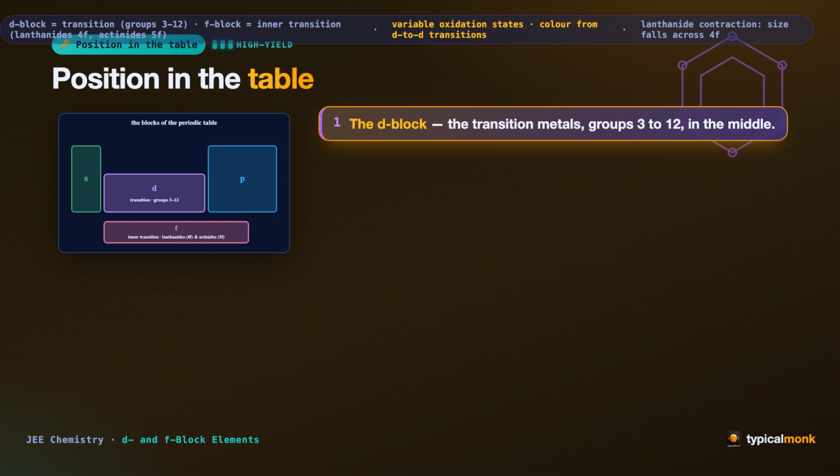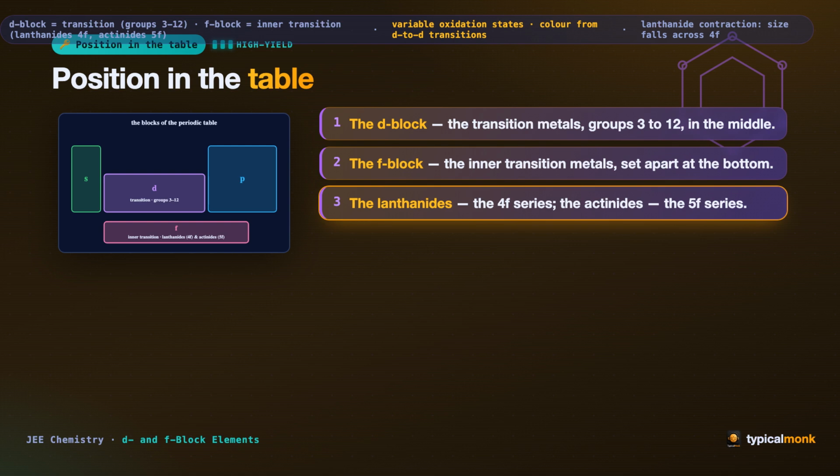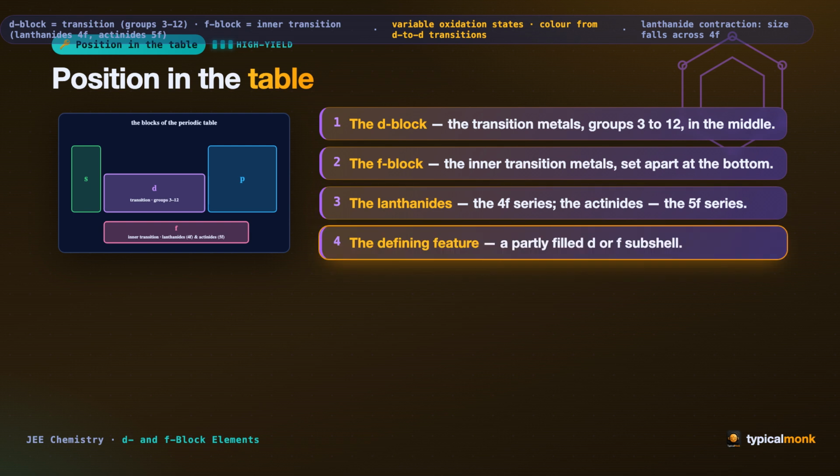Now look at the picture. The blocks of the periodic table. The d block, the transition metals, groups 3 to 12 in the middle. The f block, the inner transition metals set apart at the bottom. The lanthanides, the 4f series, and the actinides, the 5f series. The defining feature, a partly filled d or f subshell.